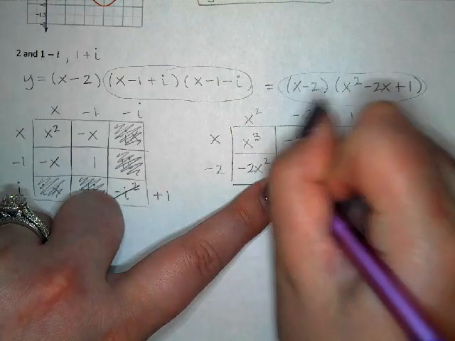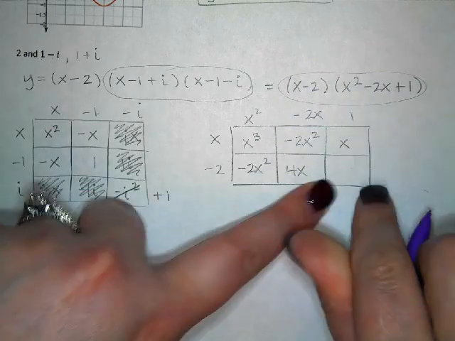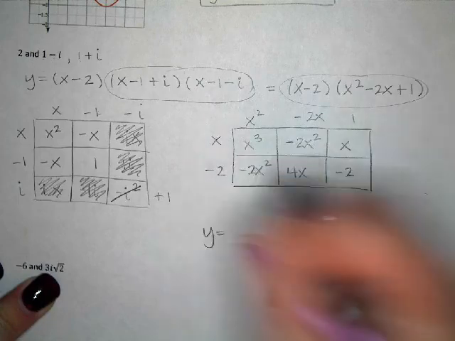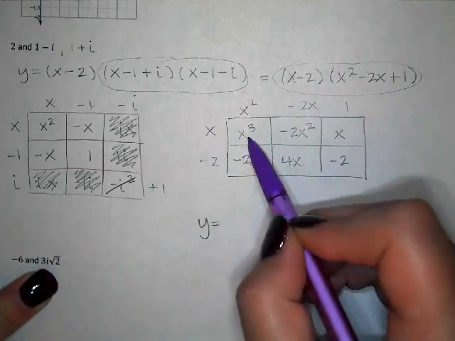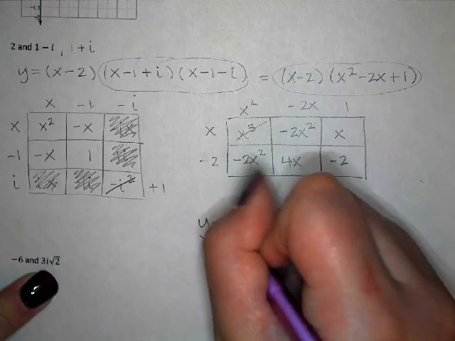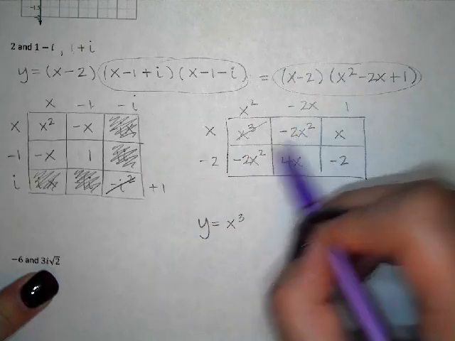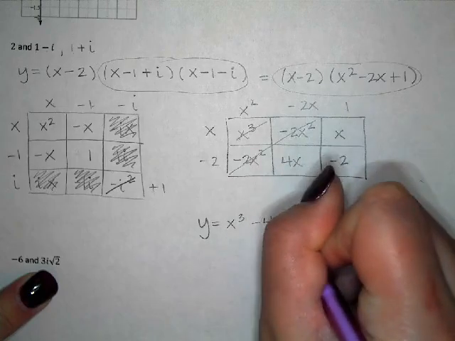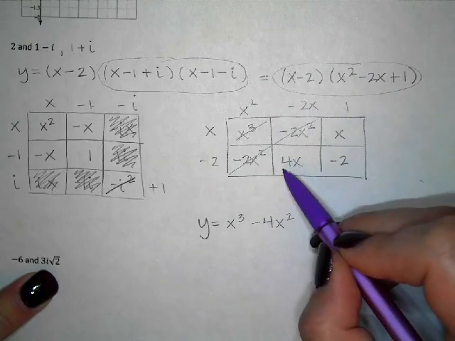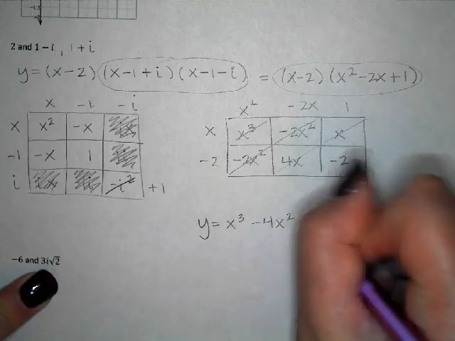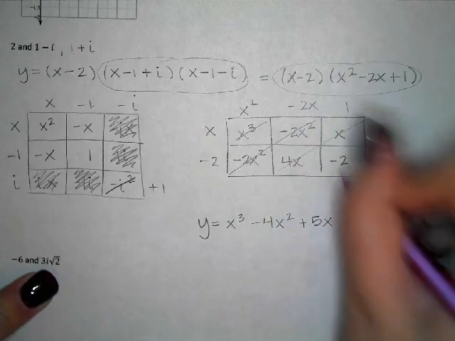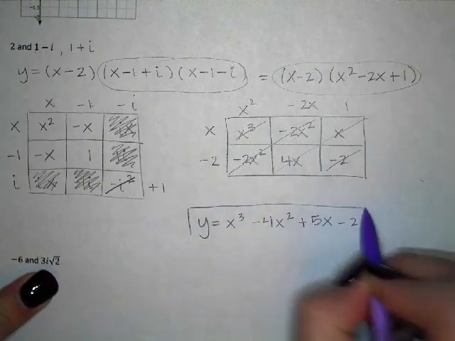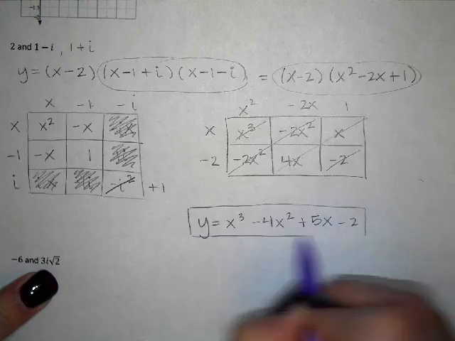Okay. So y equals x to the third, negative 2x squared and negative 2x squared, negative 4x squared. 4x and x is 5x, and then negative 2. There's our polynomial. And if you want, you can even graph it and make sure it has one x-intercept of 2 and no other x-intercepts.